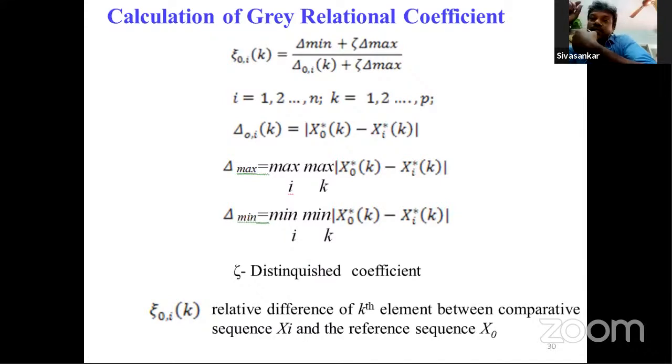Del minimum means the minimum value of the normalized value, that is 0. Del max means the maximum value of the normalized value. Normally del minimum is 0 and del max is 1, right? This tau is taken as 0.5. That is called the distinguishing coefficient. Normally it is taken as 1. Sorry, 0.5.